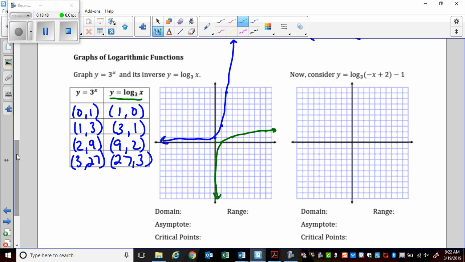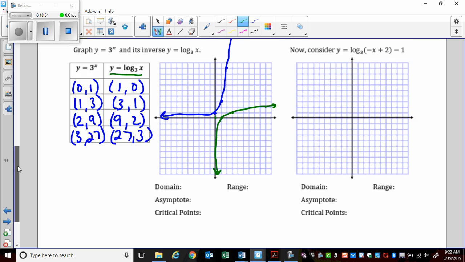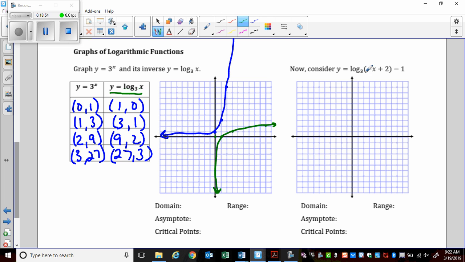So the domain of each, you guys can go ahead and fill in. Now consider this, log base 3 of -x plus 2 and then -1. We know the -1 is going to shift it down 1, but really with this negative, we have to factor it out. Just like we did with trig, we have to factor it out. Log base 3 of negative parentheses, actually x minus 2, and then -1, okay? Factor out that negative from both. So the negative means we're going to flip it. So it's going to look something like this.